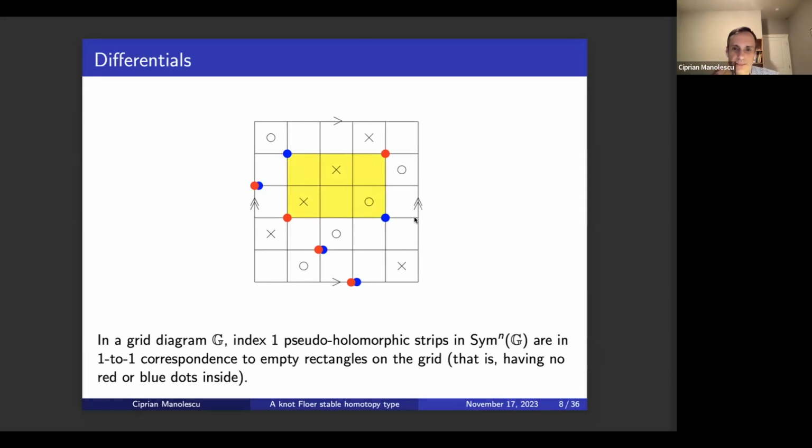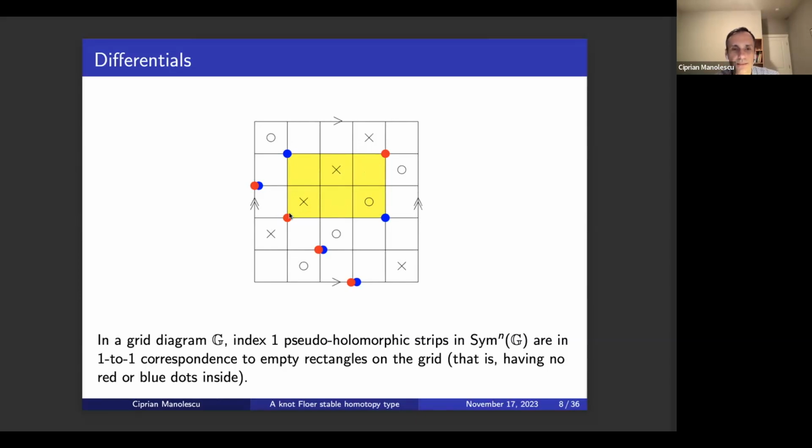Okay, so you may recognize this as being some version of Floer homology. We're going to look at the symmetric product of this torus. And yes, we're going to count rectangles. Rectangles really secretly correspond to pseudo-holomorphic strips in the symmetric product of index 1. But yes, combinatorially, we're just going to care about this kind of rectangles.